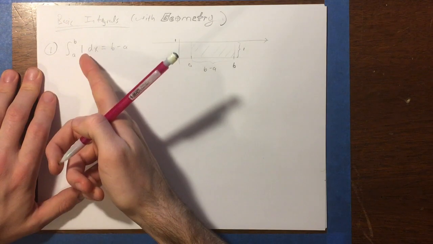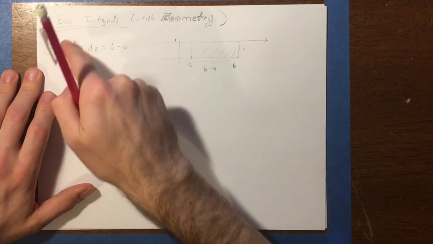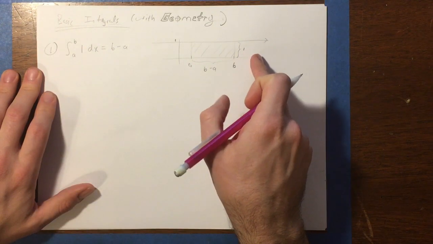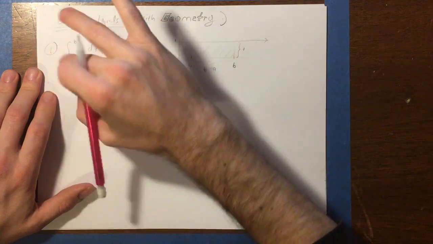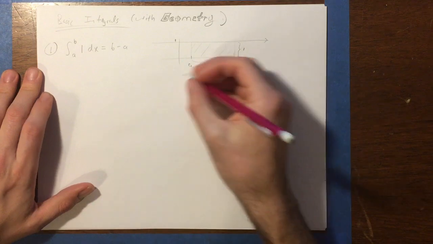If you're integrating the function 1, you get the difference between the upper limit of integration and the lower limit of integration. In other words, the length, with possibly a sign difference if the a and b are in the opposite order. But basically, it's the length of the interval.